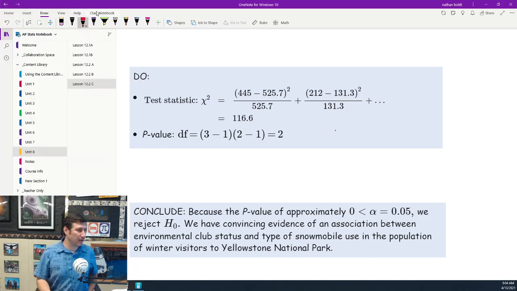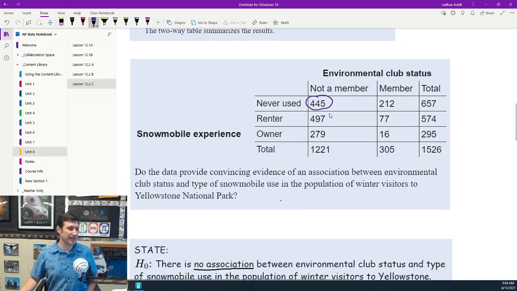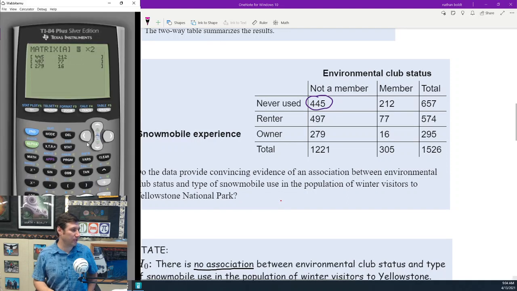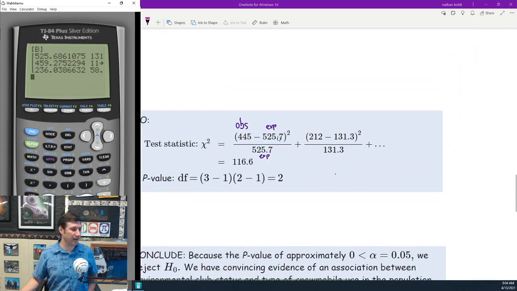Remember, again, this is the observed minus the expected divided by the expected. So they just did the very first data point, where the observed is 445 minus that same number for the expected. Well, there I have to go to my calculator, don't I? There it is. The expected, top left, 525, which is what they got down here, right? Yep, 525. So they rounded to 1 decimal, 0.7, divided by the 527. And then you just do that for each cell in your matrix there.